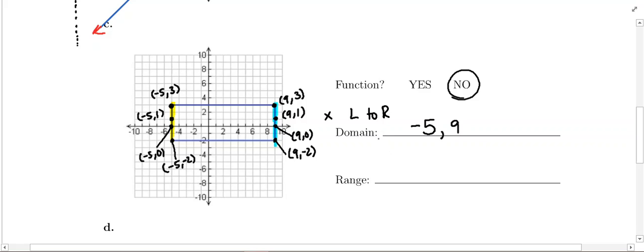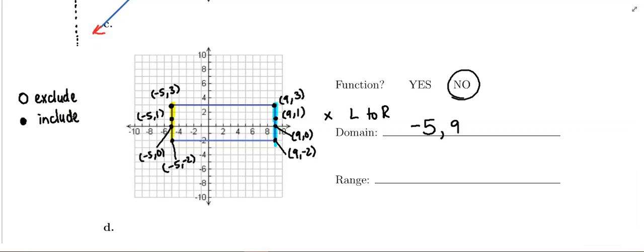Let's go ahead and deal with the endpoints of the domain. When you look at the yellow segment and the blue segment, you want to know: do we include -5 and do we include +9? Remember, we've learned that if we have an open circle, we exclude the point, and if we have a closed circle, we include the point. On this rectangle, you don't see any open circles and you don't see any closed circles. So what is going on?